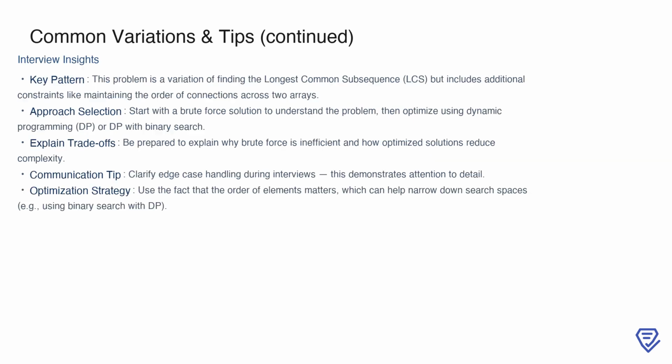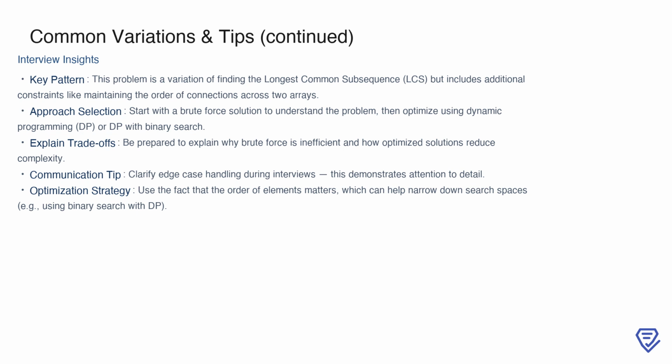solution. Understanding the context of this problem can also be helpful, especially in an interview setting. The key pattern here is that this problem is essentially a variation of the longest common subsequence, or LCS, but with the added constraint of maintaining the order of connections between two arrays.